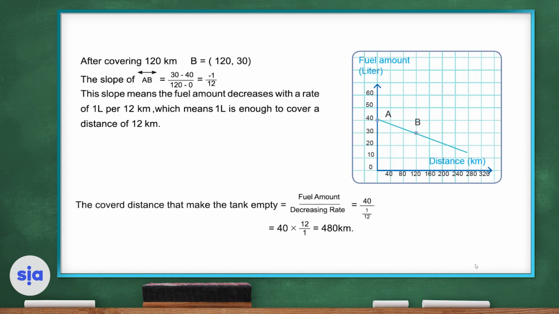So the covered distance that makes the tank empty is 40 over the rate, which is 1/12. Then the covered distance that makes the tank empty is 480 kilometers. Let's now move to example 3.